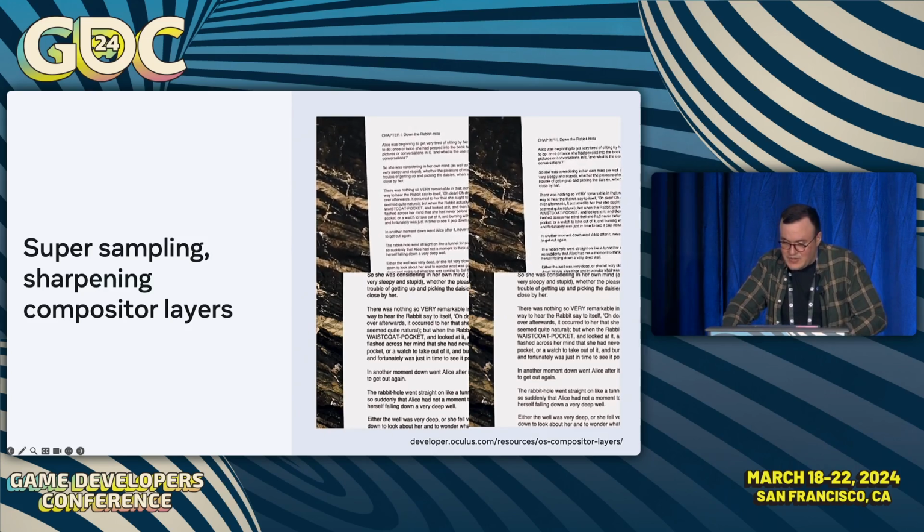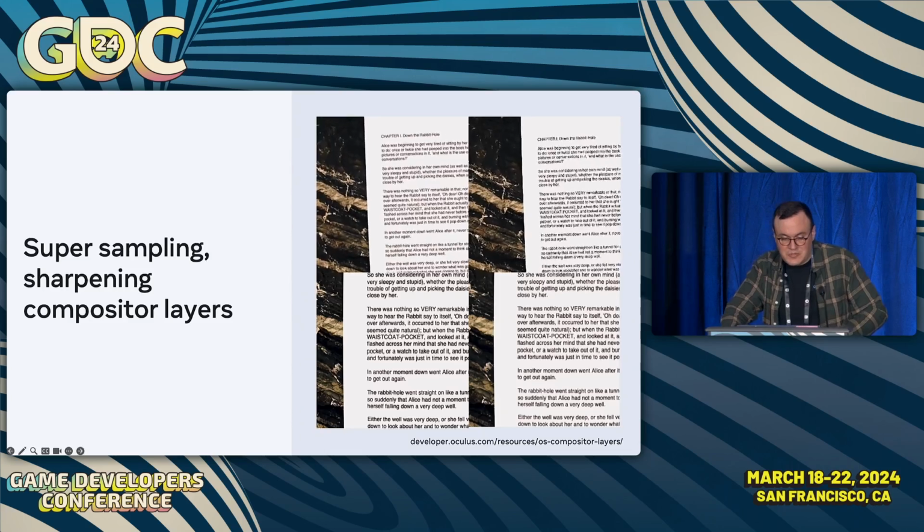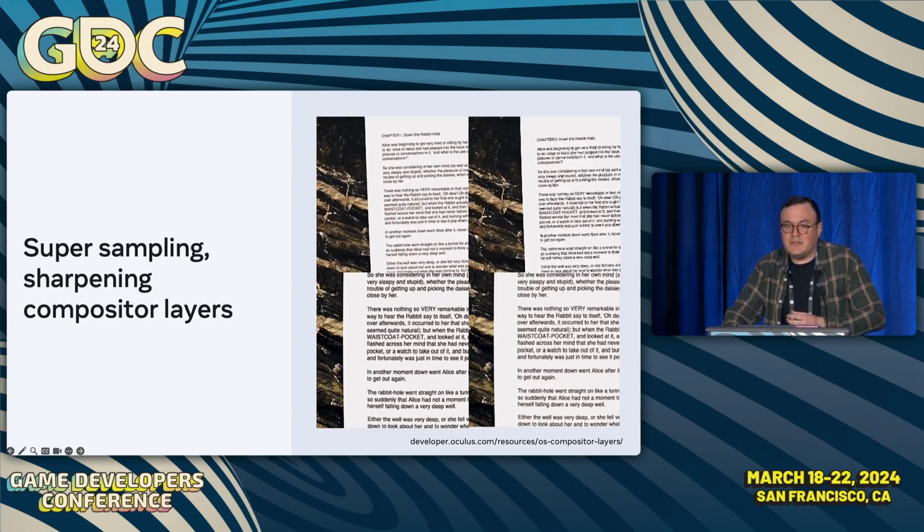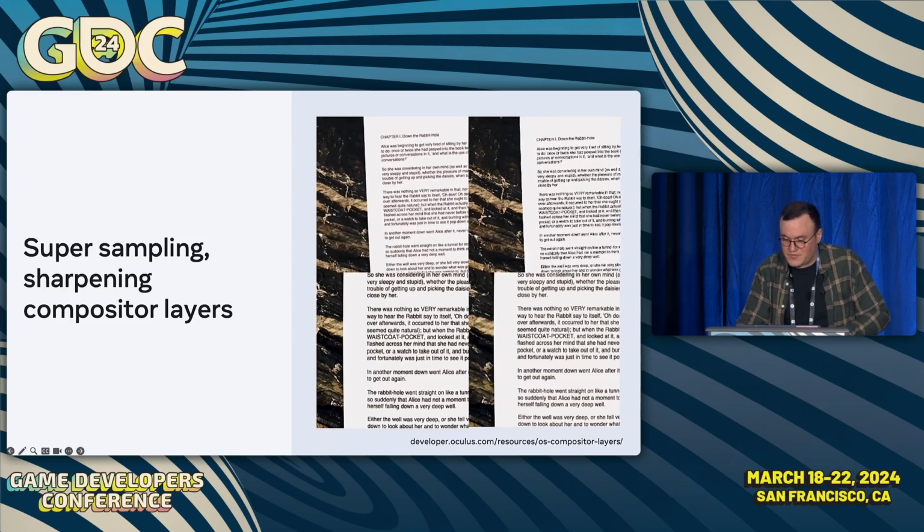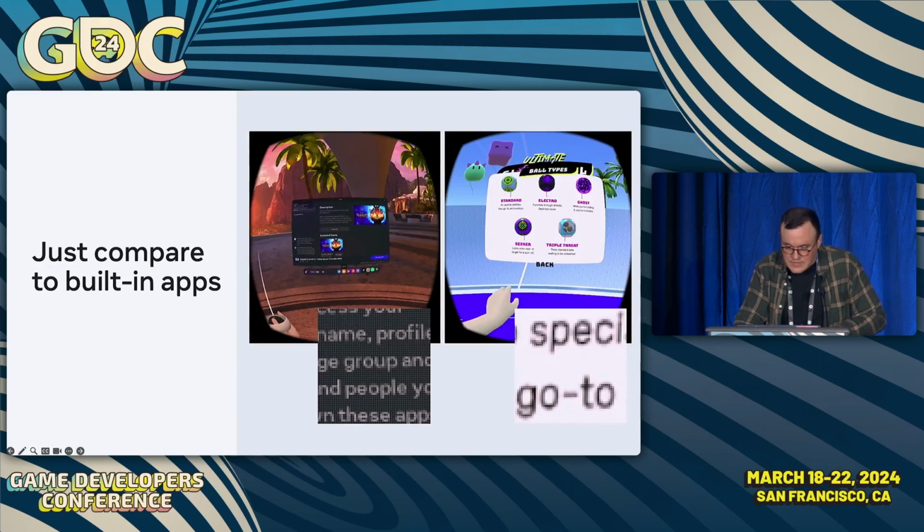The other way that you can go that is actually more expensive is you can pick different resampling algorithms for filtering your texture. The two shown here are super sampling and sharpening, and although they're quite a bit more expensive, they produce even better text for reading if you're doing reading or virtual desktop or that sort of thing. So if you aren't sure about your app's text quality, just compare your app to built-in apps is maybe the easiest advice that I can give you.